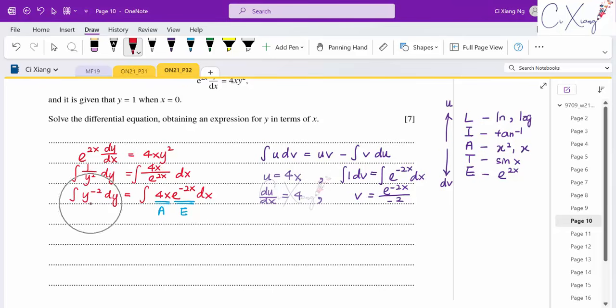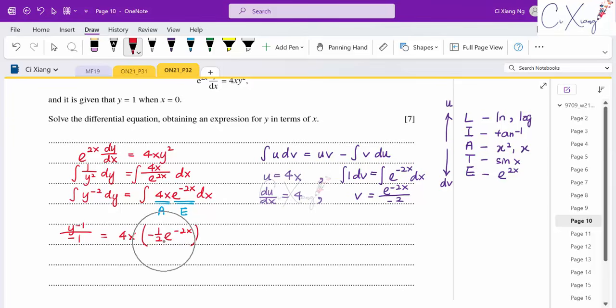For the left hand side, I just integrate normally. Integrate y power negative 2, I will have power plus 1 become negative 1, divided by the new power. For the right hand side, I want to apply the integration by parts formula, which is uv minus integrate v du. So where's your u? u is 4x, right? So put in the value for x. What is your v? v is this particular term, so I will just include it, negative 1 over 2 e power negative 2x.